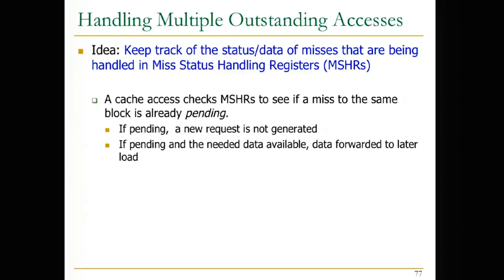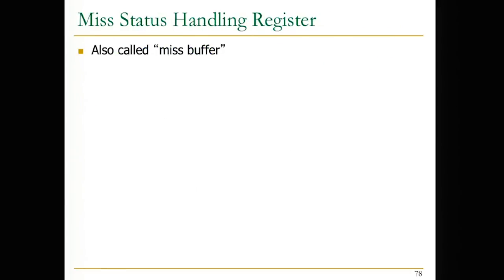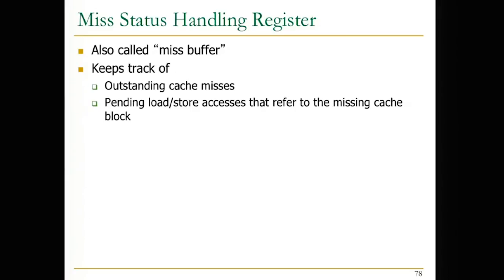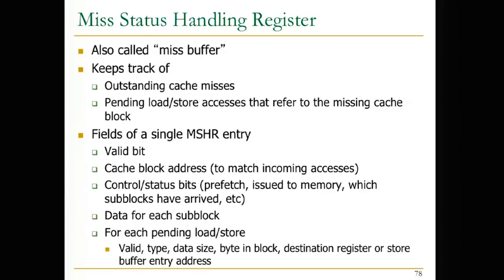If a miss to the same block is already pending, a new request is not generated. It makes no sense to generate a new request, of course, because there's already an outstanding request. And if pending and the needed data is available, you can forward the data from this buffer. So you can actually buffer part of the data over there. So for example, you're fetching a 64-byte block, but only 8 bytes of it are here in the miss status handling buffer. So you can just forward those 8 bytes, if you need that one. This requires buffering of outstanding miss requests, of course. It's also called a miss buffer. You keep track of outstanding cache misses, and also pending load and store accesses that refer to the missing cache block. So I'll give you an example of this.